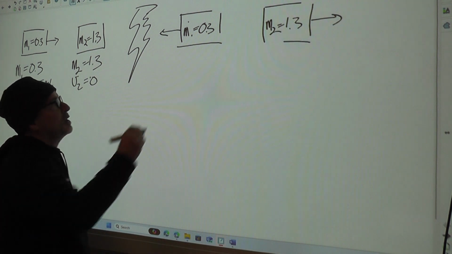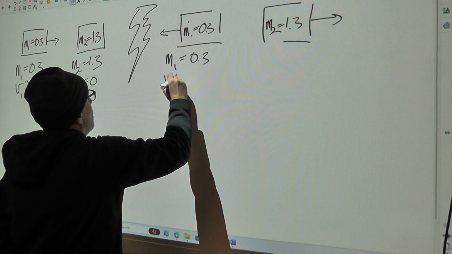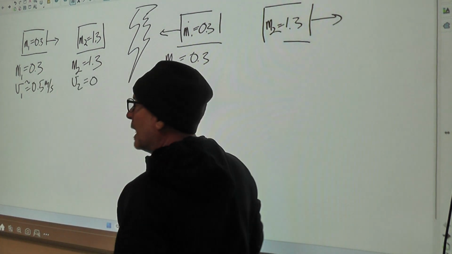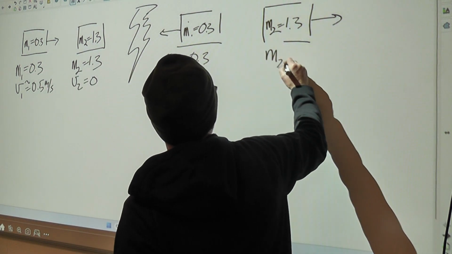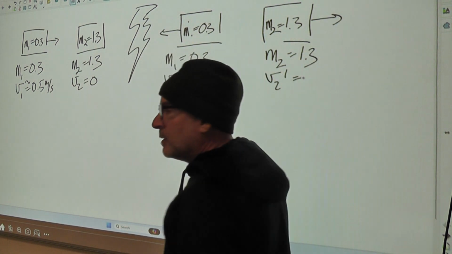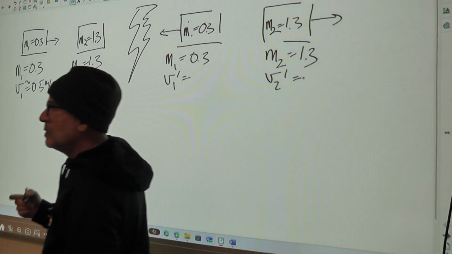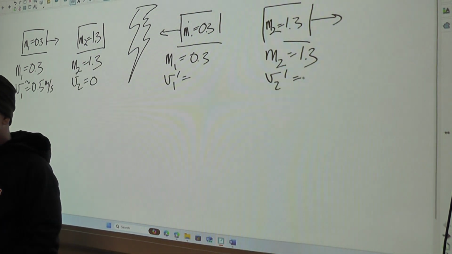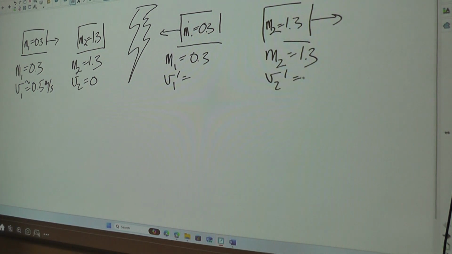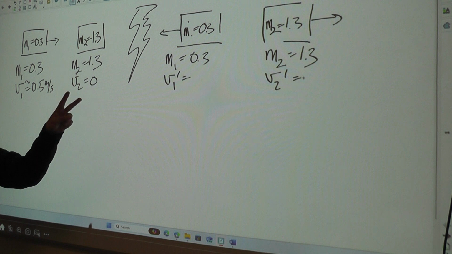Okay. After the collision, mass 1 is still 0.3. I don't know how fast it's going. And after the collision, mass 2 is still 1.3, and I don't know how fast it's going either. If you think about the equation that I showed you on Tuesday, there's 6 variables. Right now, we're missing 2 of them. We cannot make any predictions about this system.